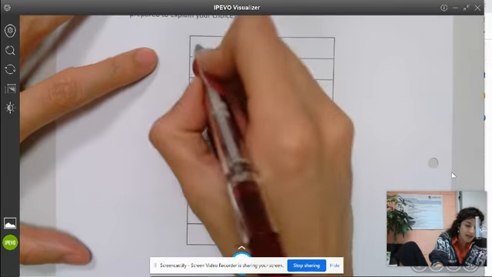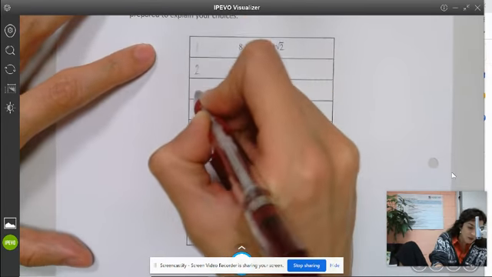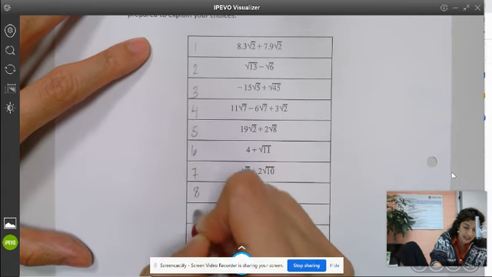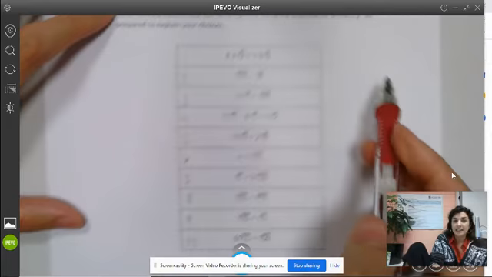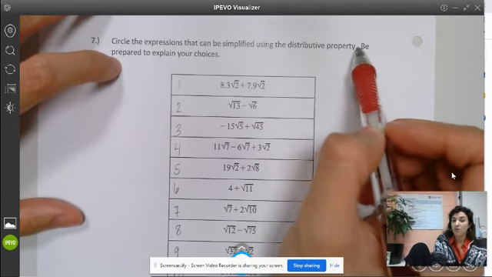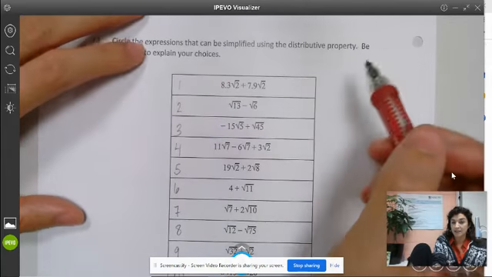All right. I'm going to go ahead and number these guys. 1, 2, 3, 4, 5, 6, 7, 8, 9, 10. And it says, circle the expressions that can be simplified using the distributive property. Be prepared to explain your choices.